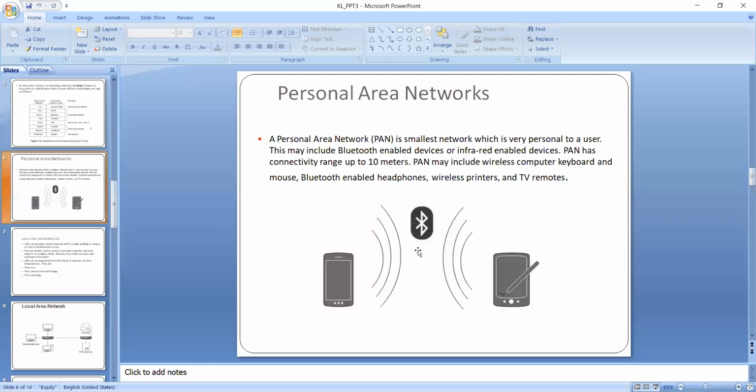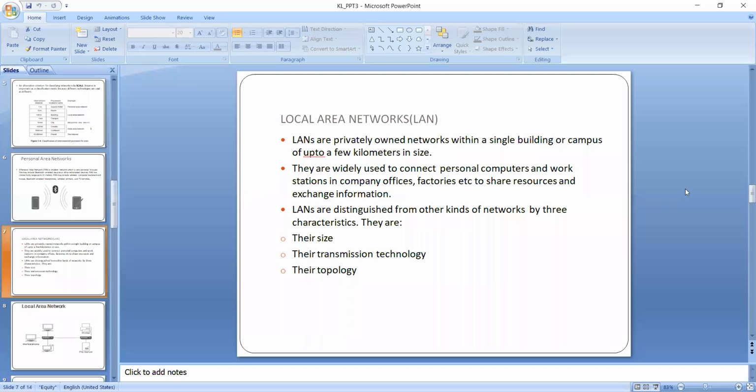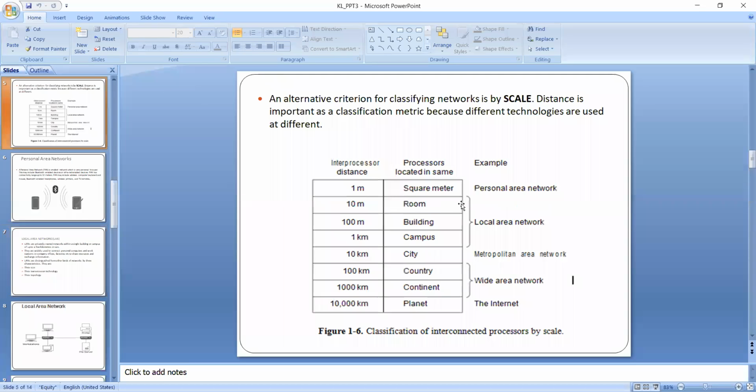So next we will move on to the next type of network, that is the local area network. Local area networks are privately owned networks within a single building or campus of up to a few kilometers in size. Once again, go back to the table. So look here, this is the second level of the network.